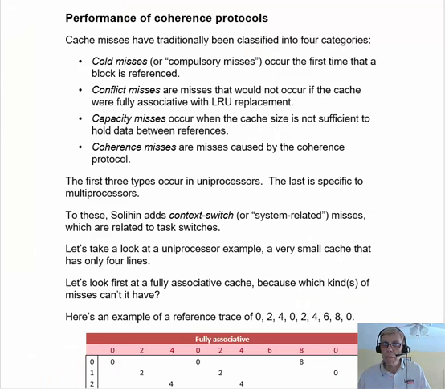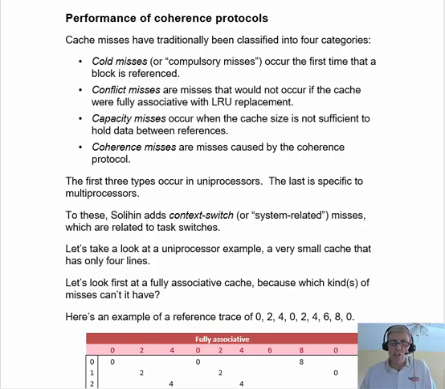Cache misses have traditionally been divided into 4 categories. The first one is now called cold misses, but originally it was called compulsory misses. They're misses that have to occur because it's the first time that a block is referenced. Conflict misses are misses that only occur because the cache is not fully associative. If the cache could fit L blocks, where L is the number of lines in the cache, then there would be no conflict misses. But when the cache is less than fully associative, some blocks can't be kept in because other blocks conflict with them, even if there's space in the cache.